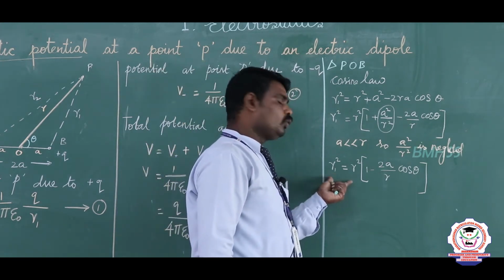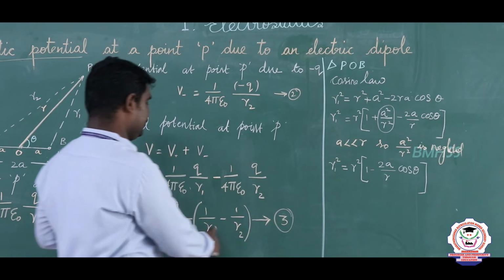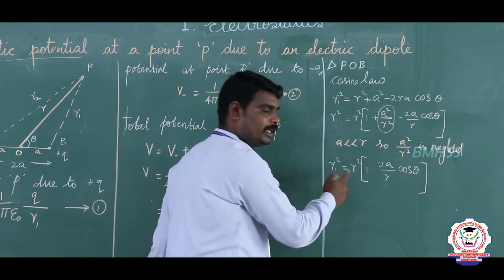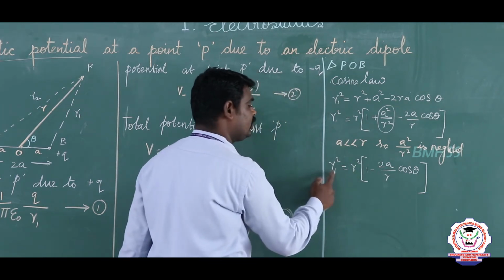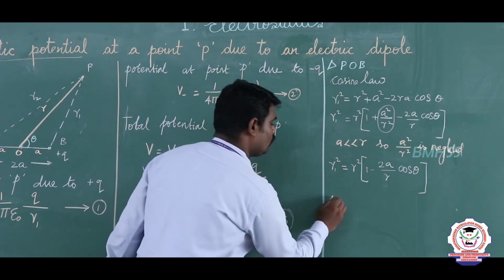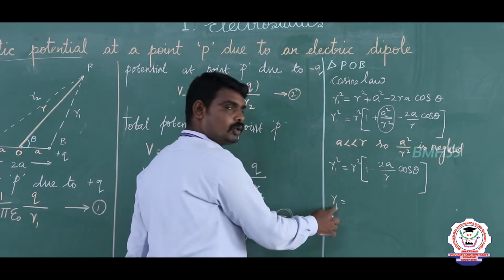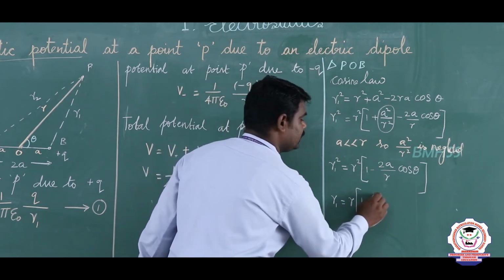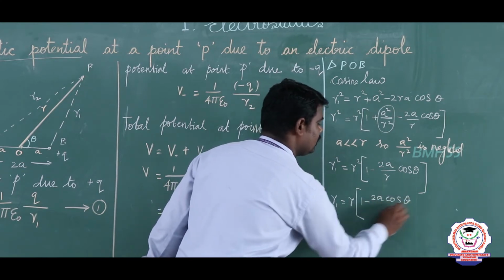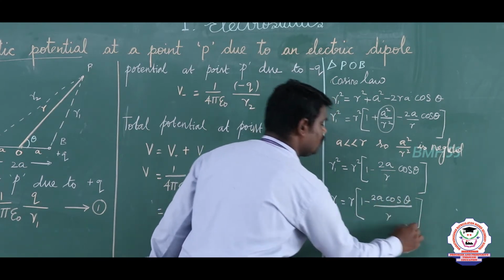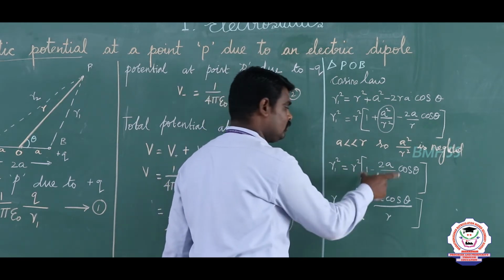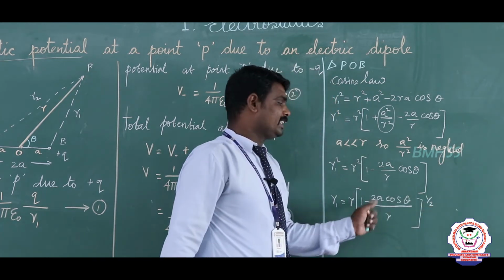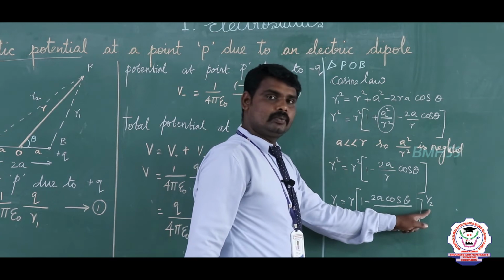See, now I want only R1, not R1 square. That's why you have to take root on both sides. If you take the root of R1 square, what is the value? R1. Here R square, R, then 1 minus 2A cos theta divided by R. We have to take the root for this term also. That's why I am taking 1 by 2. The root value is equal to 1 by 2 power.